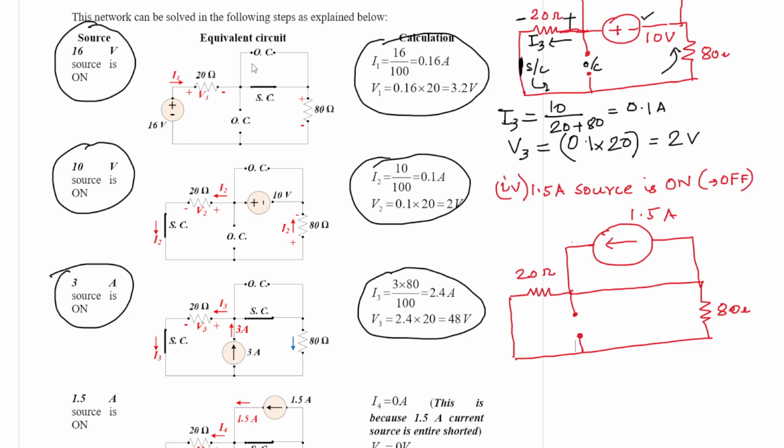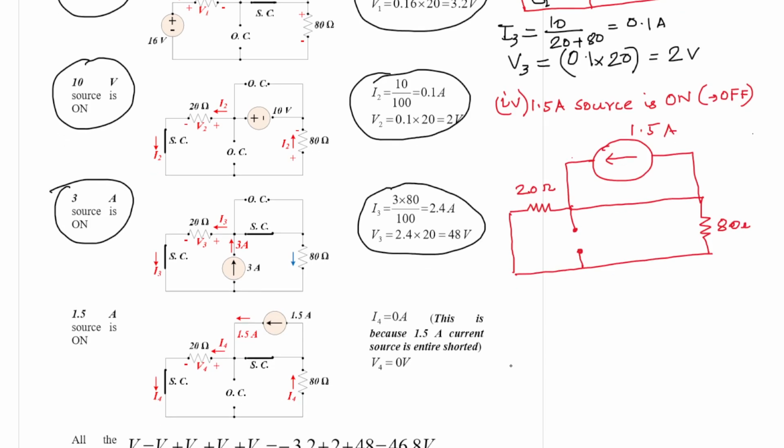If you analyze this, what we have done here is, first we have made the first source, the 16 volt source, shorted. Then the second source, the 3 ampere current source, we are making open. Then the second voltage source, the 10 volt source, we have made shorted. And finally we have considered only the 1.5 ampere current source, and the remaining two resistances, 20 ohm and 80 ohm.